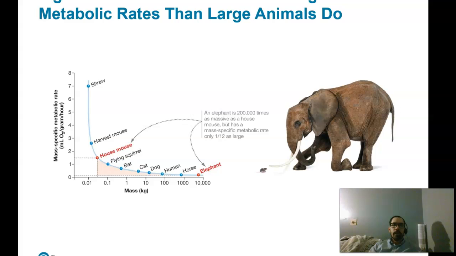Here we can see how small animals have higher relative metabolic rates than larger animals do. The elephant here has a lower mass specific metabolic rate than something like a bat or a house mouse. And at the very top here, that would be a shrew. These are tiny animals that kind of look like mice, but they're not mice. They're mammals, but they're more closely related to things like hedgehogs than they are to mice.